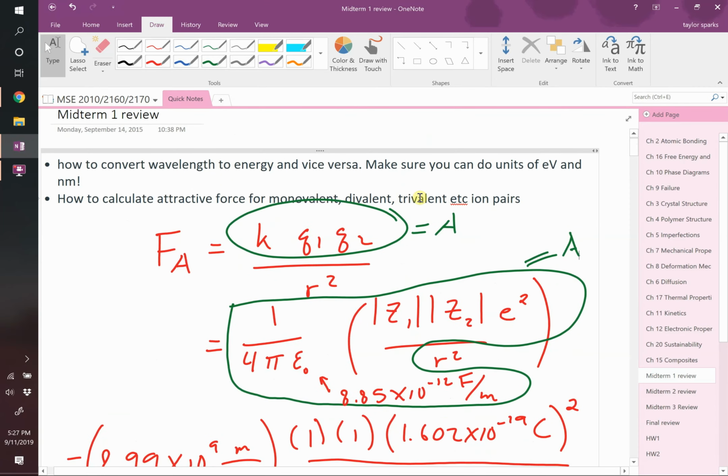How does that equation change based on the ionic pairs? The Z value changes. If it's sodium chloride, you use 1 and 1. If it's magnesium oxide, divalent, you use 2 and 2. If it's aluminum nitride, then you use 3 and 3. Everyone good? So if that whole thing is A, that's A.